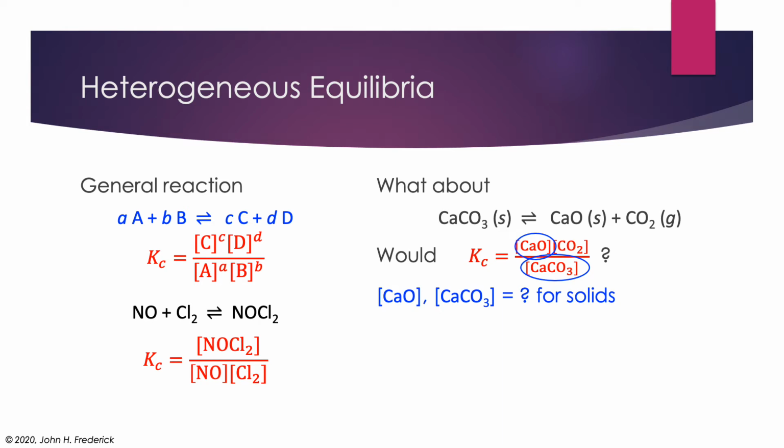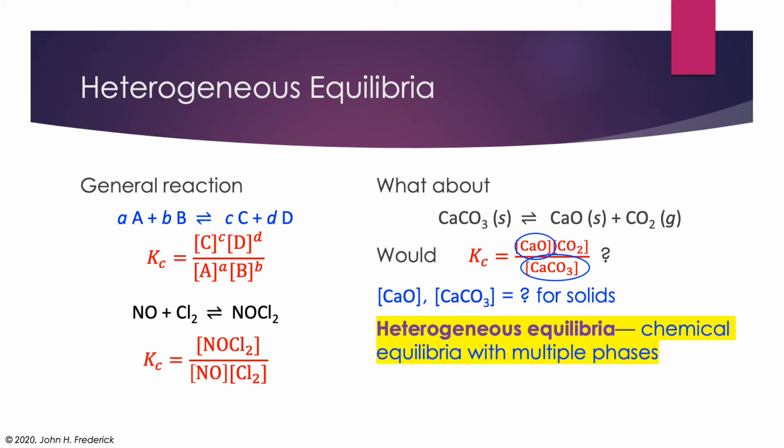Both of those substances are solids in this reaction, so what is their concentration? Well, it turns out there's not really a concentration we give it, and in fact that concentration does not change as this reaction occurs because it's just a solid. So we consider this to be a heterogeneous equilibrium. That is, it's a chemical reaction that involves multiple phases of matter: a gas in carbon dioxide and two solids in calcium carbonate and calcium oxide.